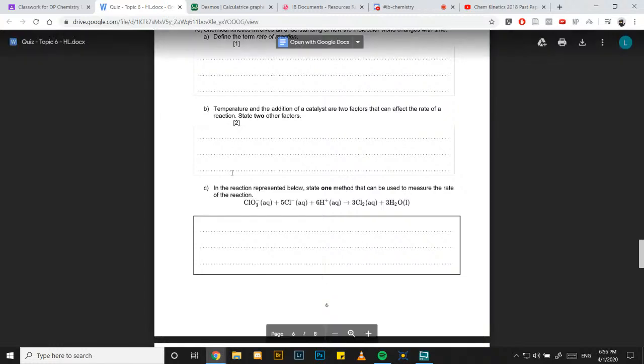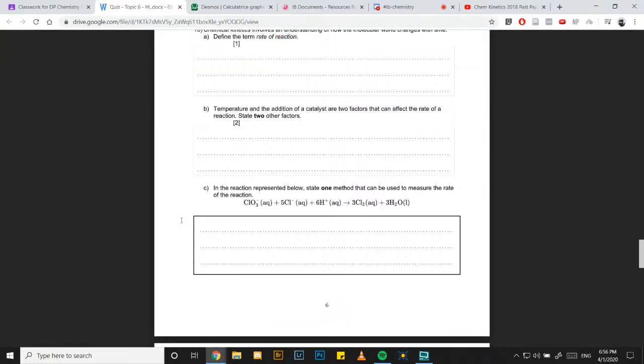So those are three reasons. You could have pressure or volume, you could have the surface area of the reactants, or you could have the concentration of reactants. There might be more, but those are the ones that I thought of.